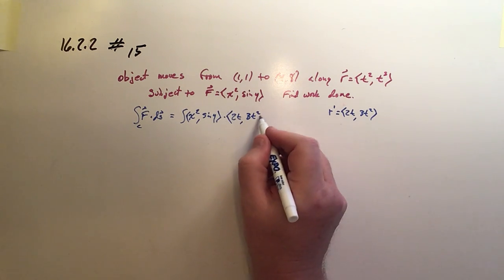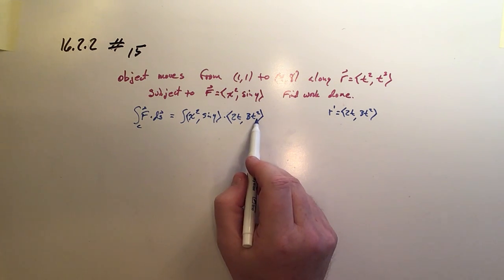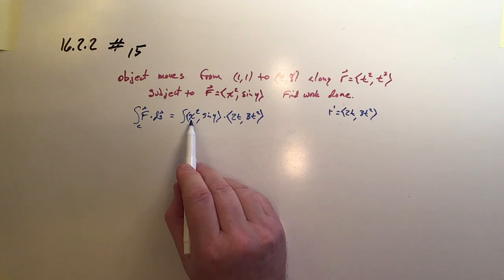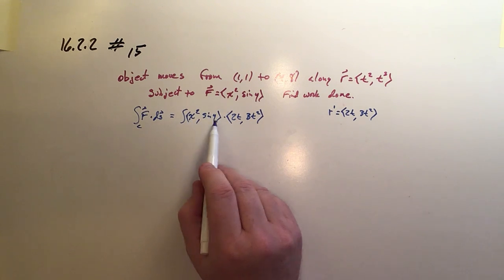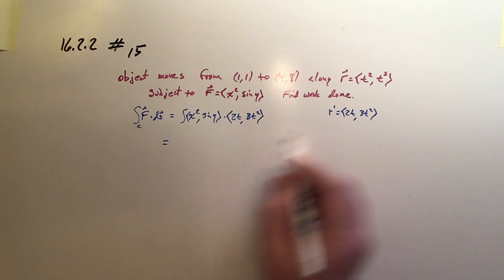Now, of course, when I evaluate this dot product, we're going to get x's and y's mixed in with the t's. So one of the first things I've got to do is replace the x and y. Of course, they're t squared and t cubed respectively. So now I can start writing things in.